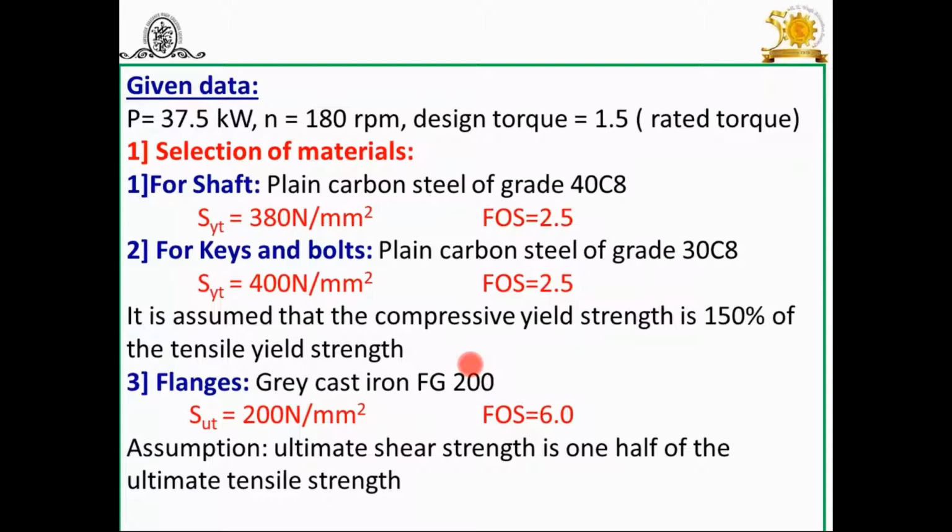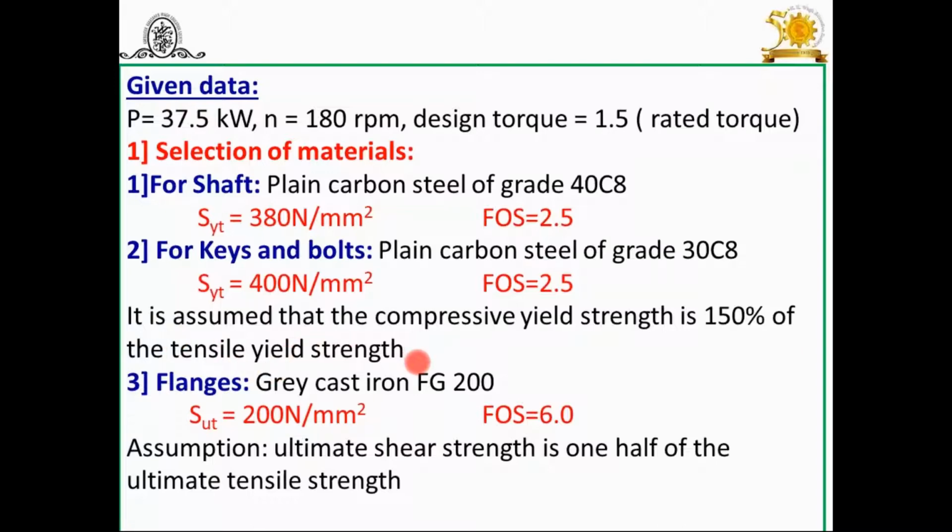We have to find out the shear stress induced in the key as well as the crushing stress induced in the key. Crushing stress is nothing but a compressive stress. Therefore, we have to assume here the relation between compressive and tensile stress. Here we have assumed compressive yield strength is 150% of the tensile yield strength. I have already told you, compressive strength is always more than the tensile yield strength. Maybe you can assume 200% also, no problem. But in this case, it is assumed 150% of the tensile yield strength.